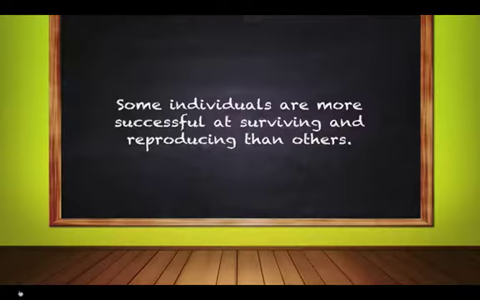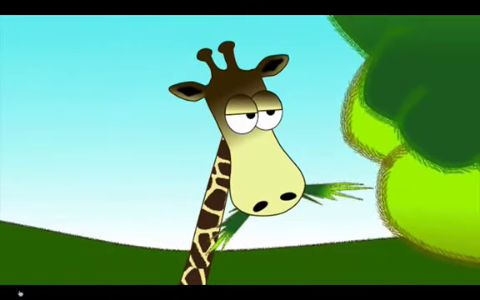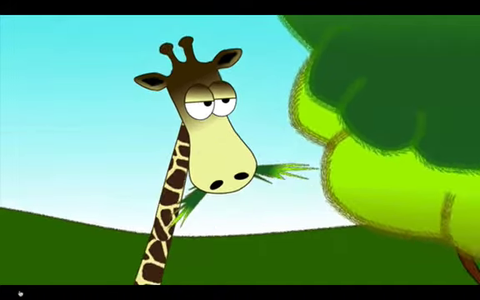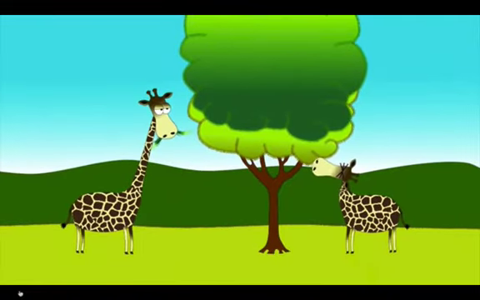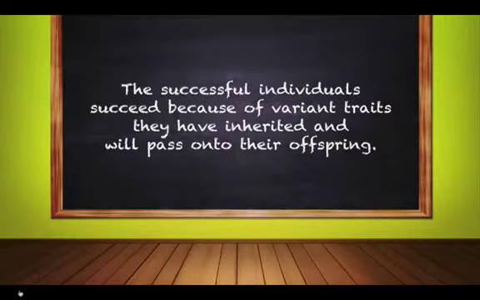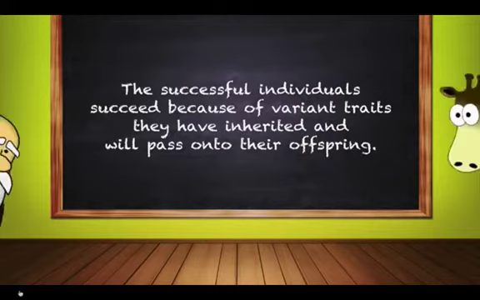Condition number 3. Some individuals are more successful at surviving and reproducing than others. In the case of our giraffes, the long neck individual did not acquire its neck by stretching at the leaves. Instead, individuals within the population were born with a neck length that was longer than others. Because the longer neck allowed them to reach the food that was otherwise unattainable, it gave them an advantage. Condition number 4. The successful individuals succeed because of variant traits they have inherited and will pass on to their offspring.